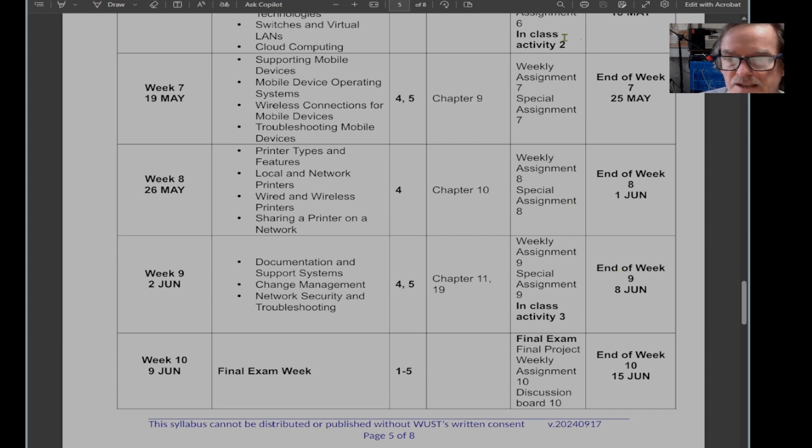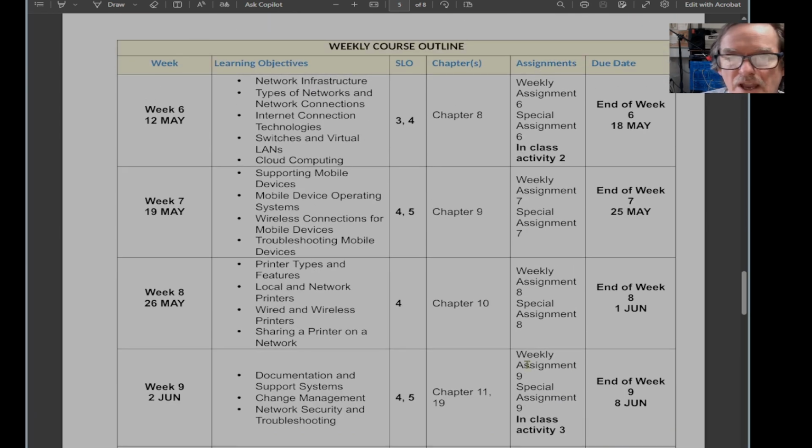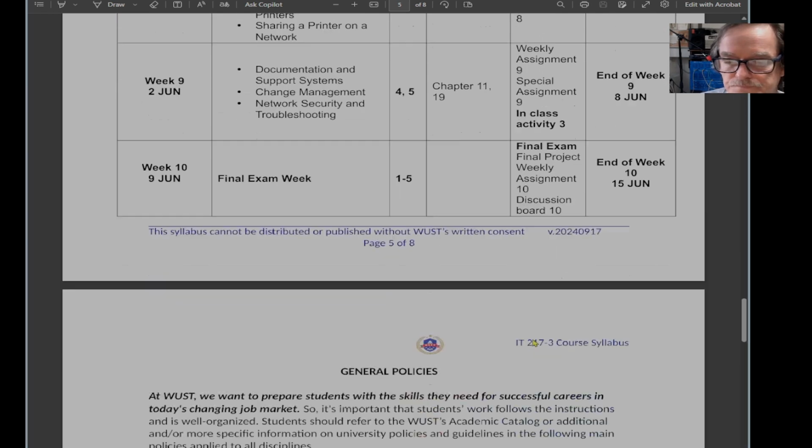So week 6, in-class activities. Week 9, in-class activities. And that gets us all the way through to the final. This course goes quick. It's 10 weeks long. You've got a lot to learn. There's going to be a lot of information packed into it.